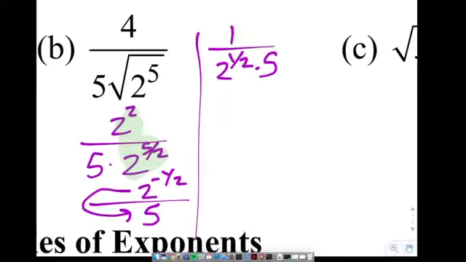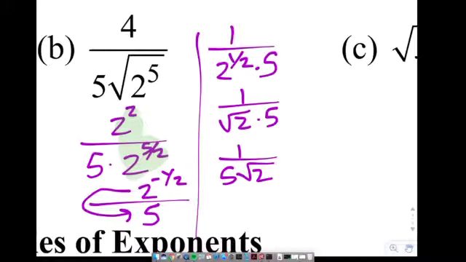And now 2 to the 1 half we can write as what? Square root of 2? Yeah. So you can write it as 1 over the square root of 2 times 5. And that's fine, but remember, simplified means having less things in it. And I can get rid of the dot by convention if I just commute the order of the factors. So 1 over 5 square root of 2 looks a little bit better. So that's your final answer. And yes, there are faster ways to get to that same result. All right, any questions on B?